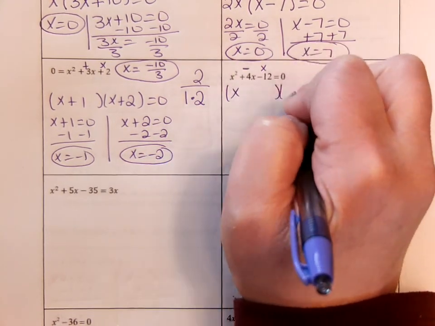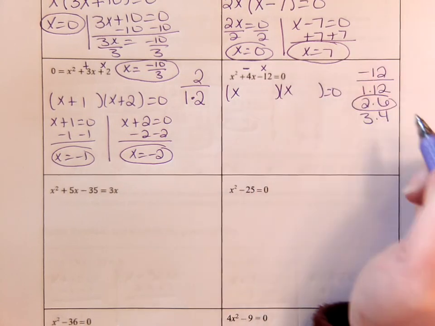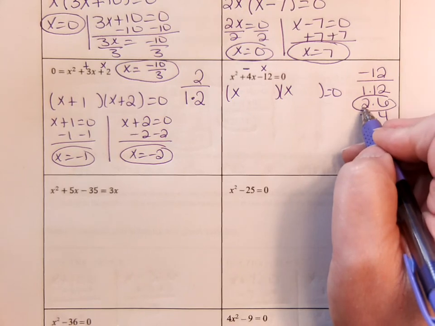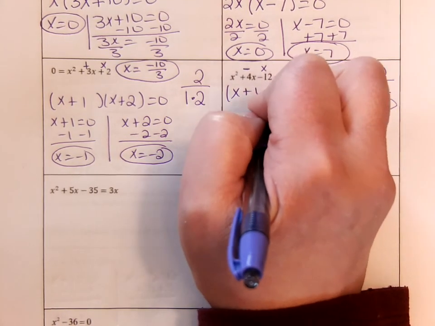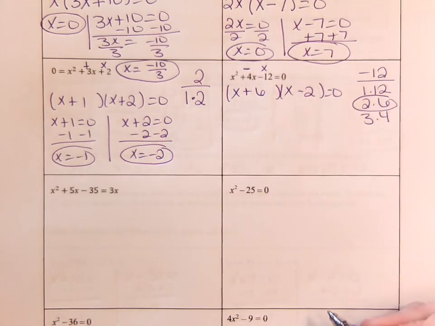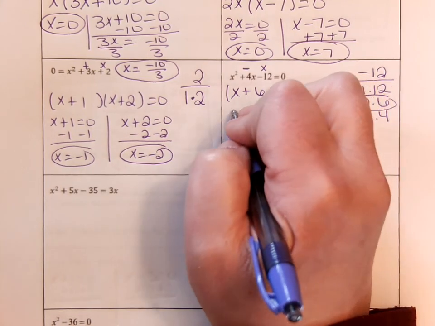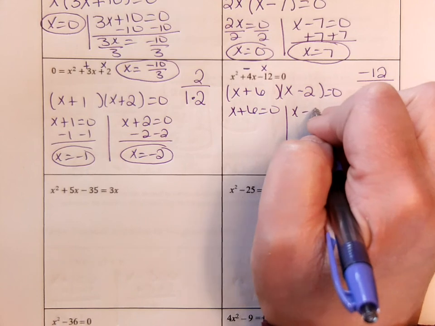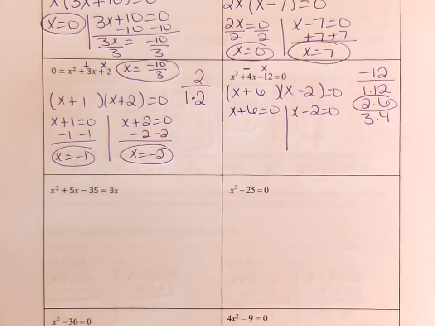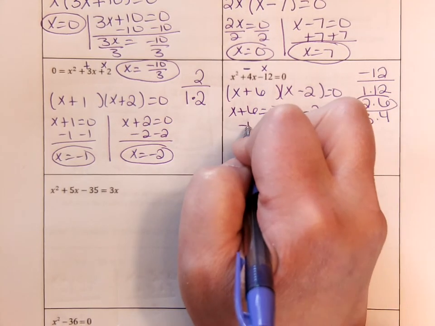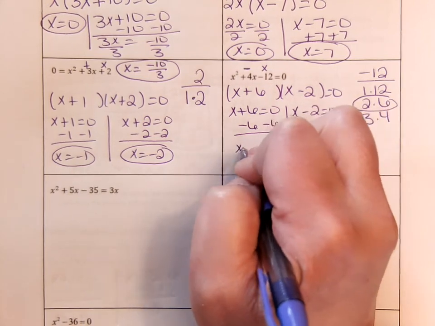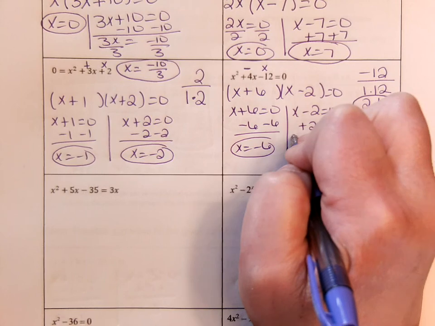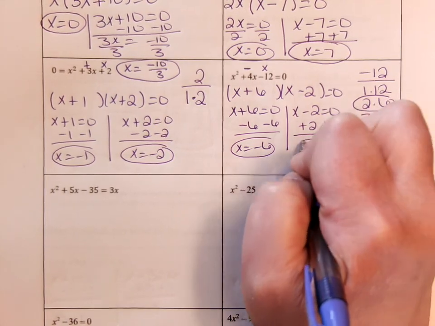So we set up our parentheses. And to get a positive 4, we're going to need to do 6 minus 2. So plus 6, minus 2. And now we can t-bar. X plus 6 equals 0. X minus 2 equals 0. And we solve. So minus 6, x equals negative 6. And we add 2, and x equals positive 2.